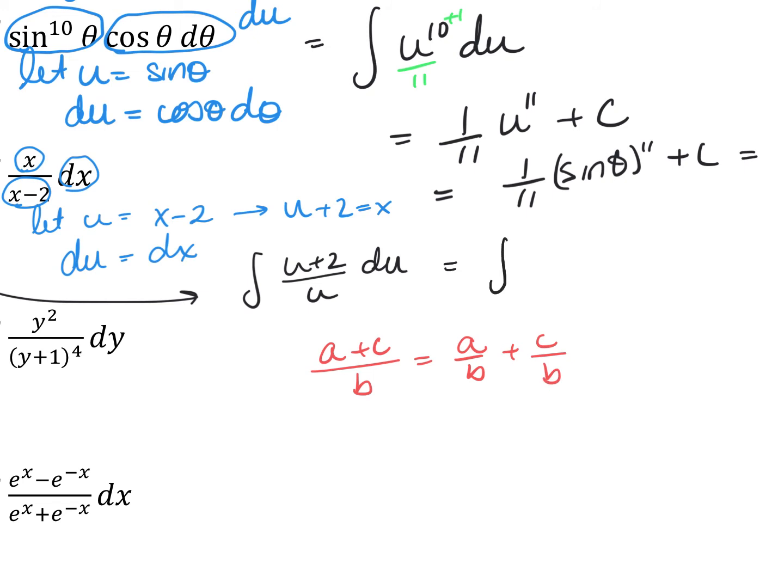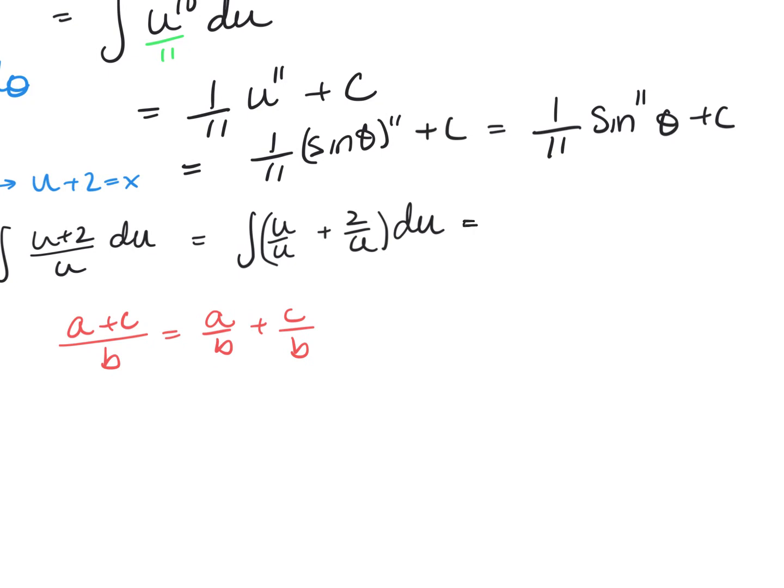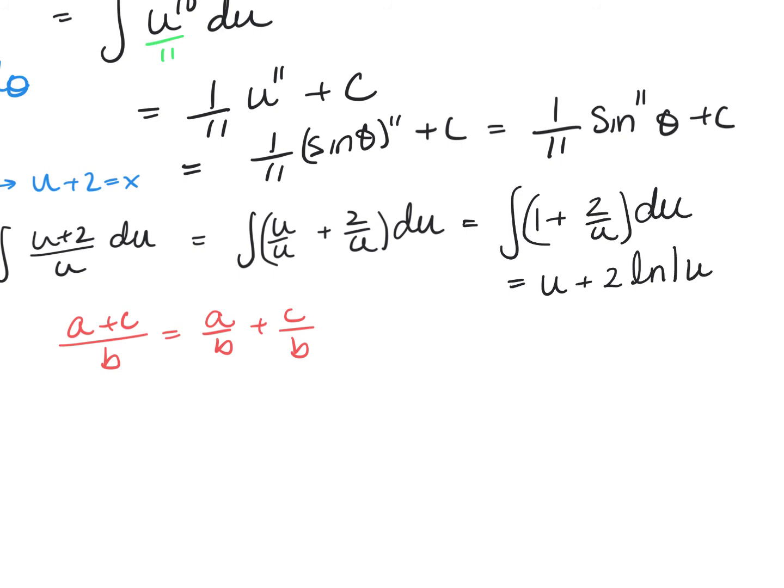I'm going to say this is u over u plus 2 over u du. So I can write this as the integration of 1 plus 2 over u du. Nice easy integration here. The integration of 1 is just going to be u, and then plus 2, and then it's 1 over u, so we know this is the natural log, the absolute value of u, plus c.